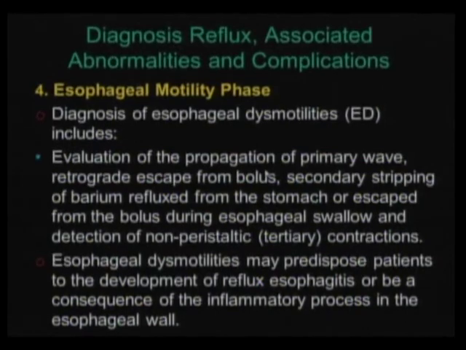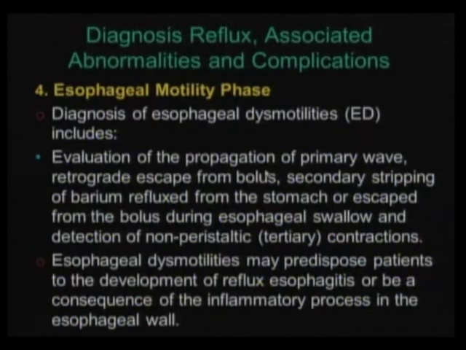After that, we try to perform the esophageal motility phase with single contrast. For that reason, we usually place the patient in prone position, right anterior oblique position, and we ask the patient to swallow some sips of contrast in order to evaluate the esophageal motility. Why? Because almost half of the patients with gastroesophageal reflux have esophageal motility disorders. So we have to evaluate that.